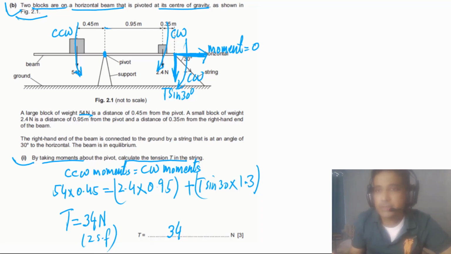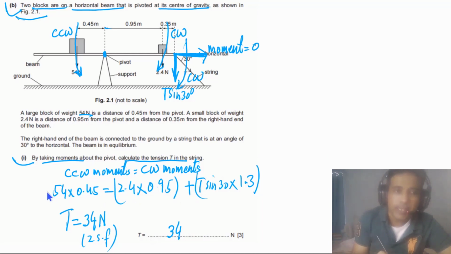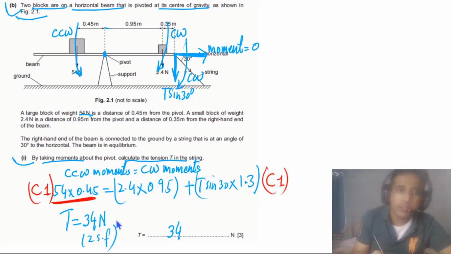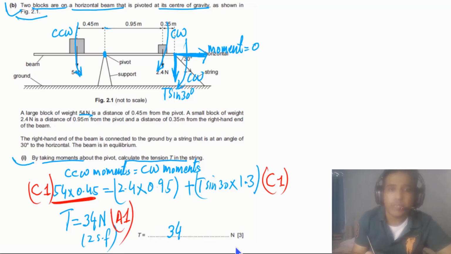And this question has 3 marks. The first mark you will get if you have written this part, you will get 1 C mark, and the second C mark you will also get if you have written this equation, and the last mark is the answer mark. If you got the right answer, you will get 3 marks for this question.